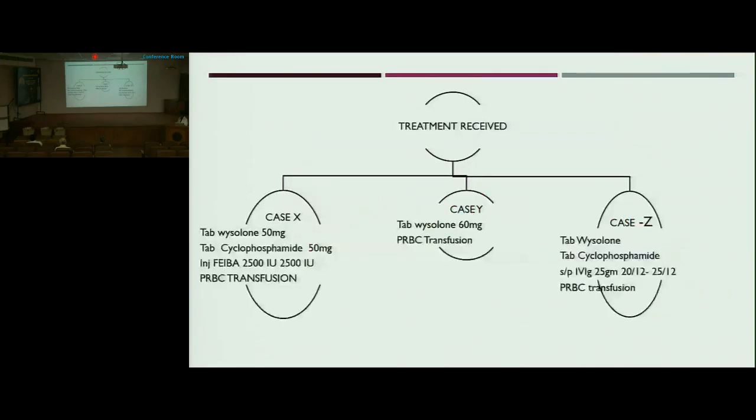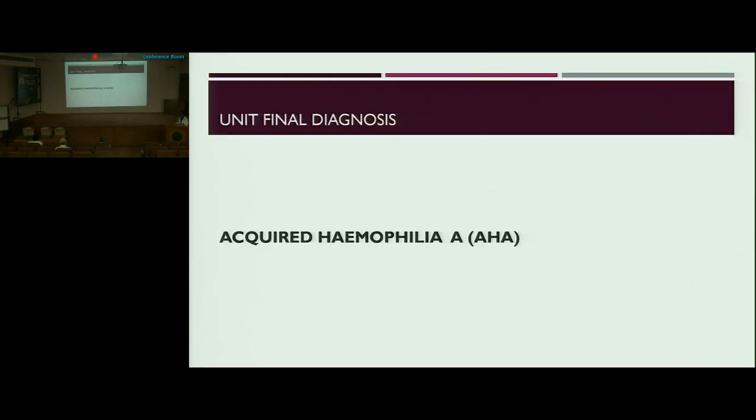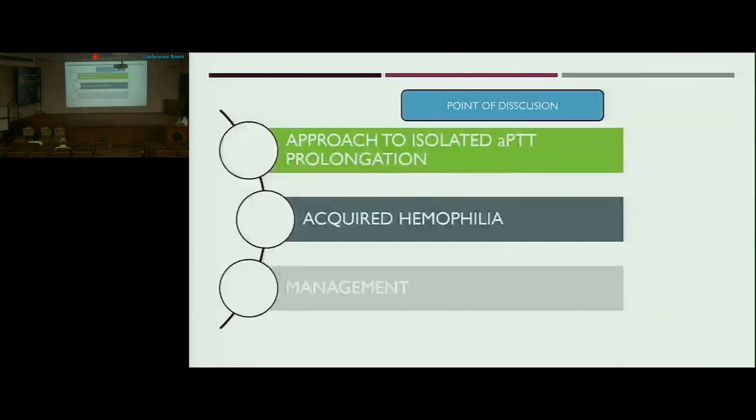The treatment received by all three cases: case X received prednisolone and cyclophosphamide along with FEIBA with transfusion support. Case Y received prednisolone and transfusion support, and case Z received prednisolone and cyclophosphamide with IVIG and transfusion support. The final diagnosis was acquired hemophilia A. The points of discussion are the approach to isolated APTT prolongation, acquired hemophilia and its management.